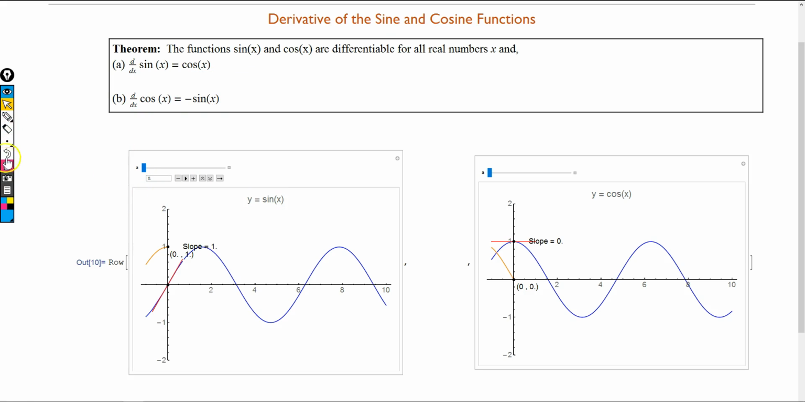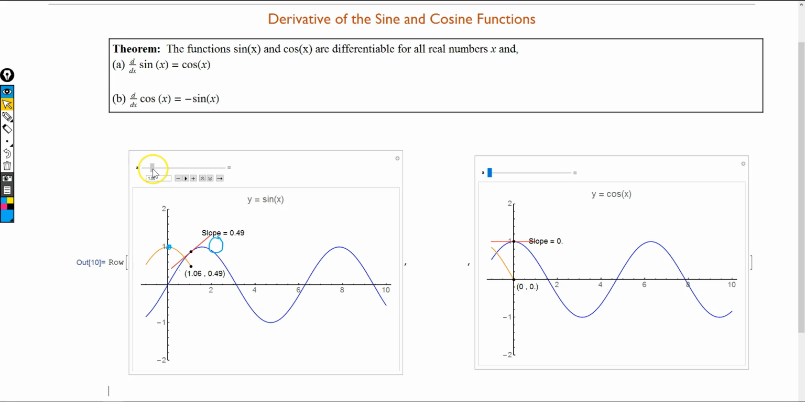Now you notice at this point right here, the slope of this line is currently equal to 1. So on the graph of the derivative, we would put 1 right there. Right there's 1 on the y-axis. So we would plot that point on the graph of our derivative function. Now we're going to let this line slide along the curve of sine, and let's see what happens. So you see the slope is decreasing right now.